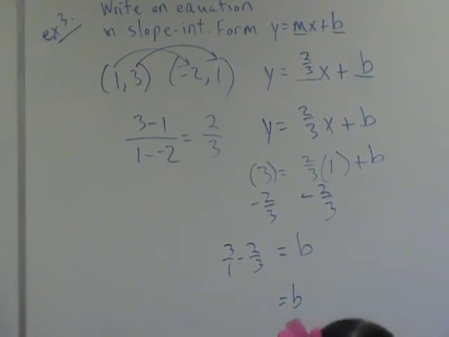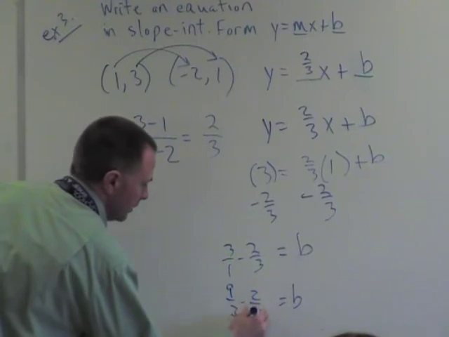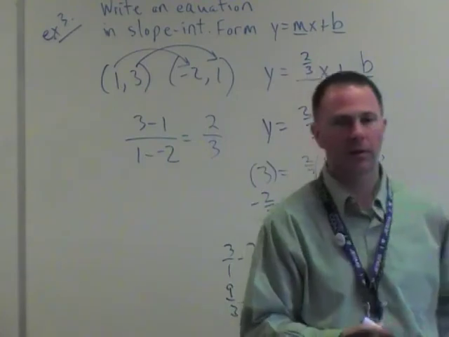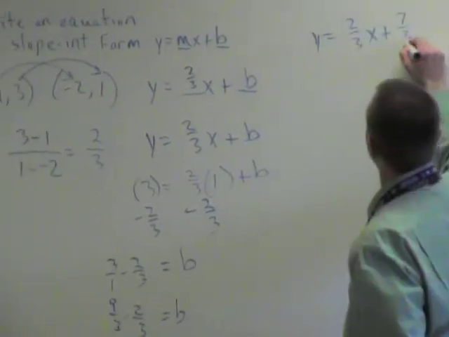No. When adding and subtracting, you can't subtract the bottom ones. They have to be the same value. What do we get? So this is 9/3 minus 2/3, which is 7/3. So your equation should be y equals 2/3 x plus 7/3.